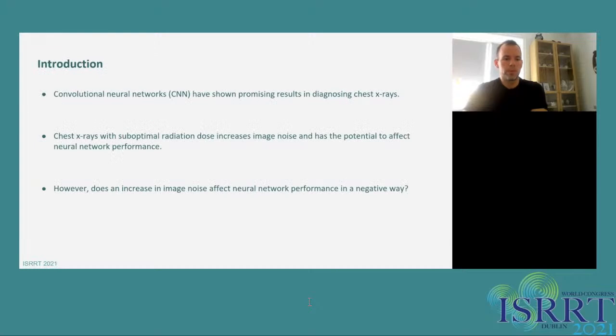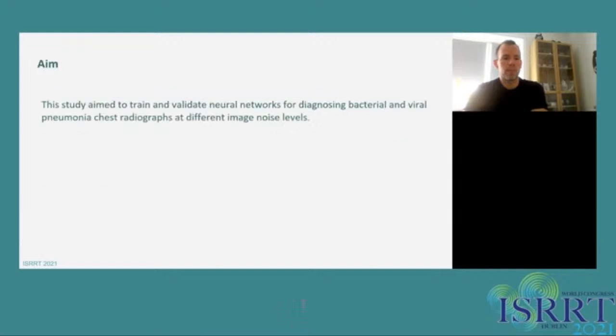So, convolutional neural networks have shown promising results in diagnosing chest X-rays. Chest X-rays with suboptimal radiation dose increase image noise and have the potential to affect neural network performance. However, does an increase in image noise affect neural network performance in a negative way? So the aim of this study is to train and validate neural networks for diagnosing bacterial and viral pneumonia chest radiographs at different image noise levels.